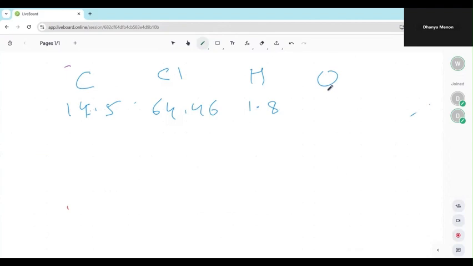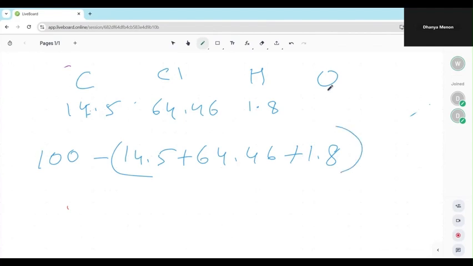So how can I find the amount or the percentage of oxygen? You add up all of them, 14.5 plus 64.46 plus 1.8. Okay, add up and you subtract from 100 because every compound is 100%. We assume it like that. So when you subtract, it comes to 19.24. Okay, so the percentage is 19.24. So this is how you find out the unknown. If it comes to 100, well and good, but if it's not 100, that means there's one more element. Okay, I hope it's clear till now.